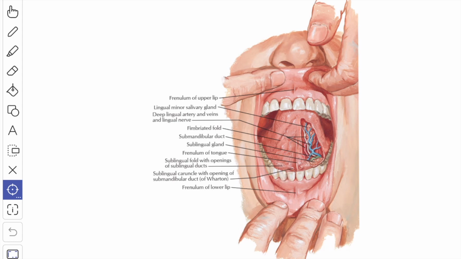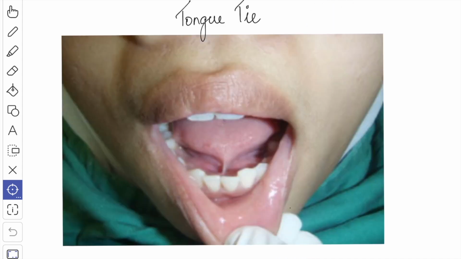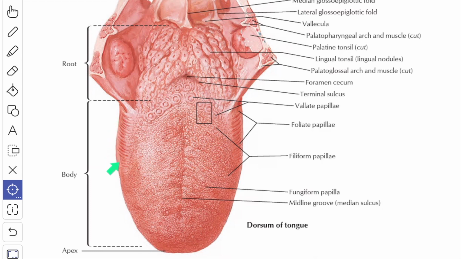Next you can see this is the sublingual papilla which is present on each side of the base of the frenulum, through which the submandibular duct opens. On each side of the frenulum you get the plica fimbriata which passes upward and medially, and the profunda linguae vein intervenes between the fimbriated fold and the frenulum. In this picture you can see a shortening of the frenulum, which is known as tongue tie.